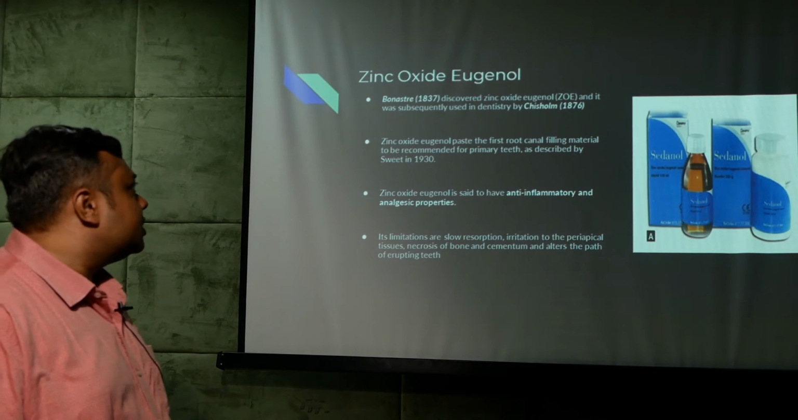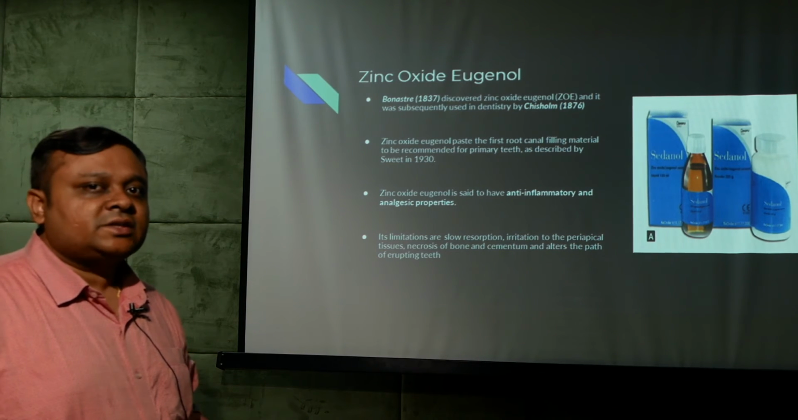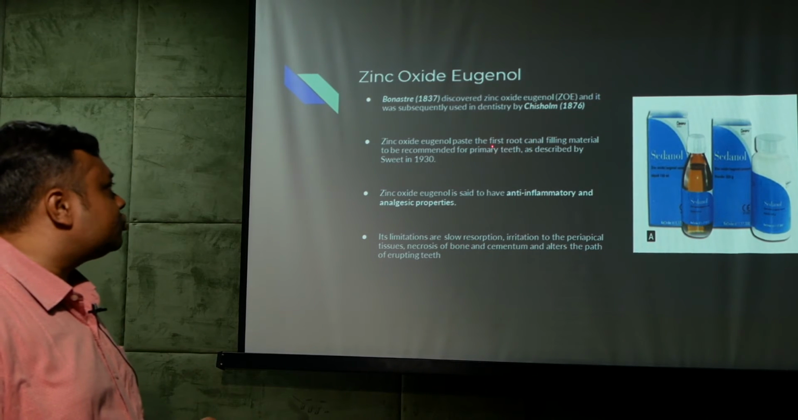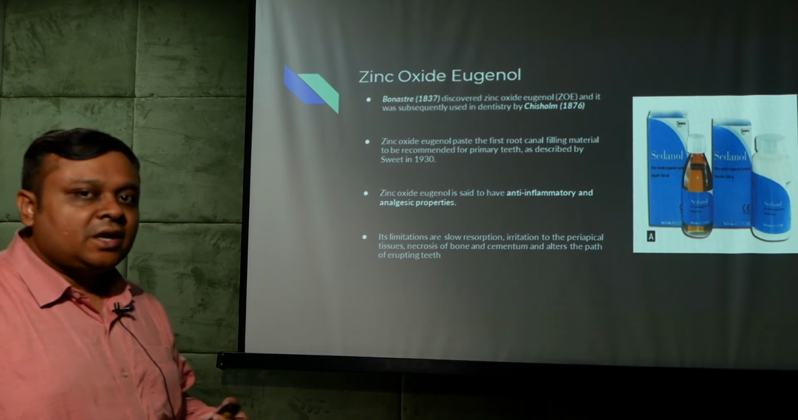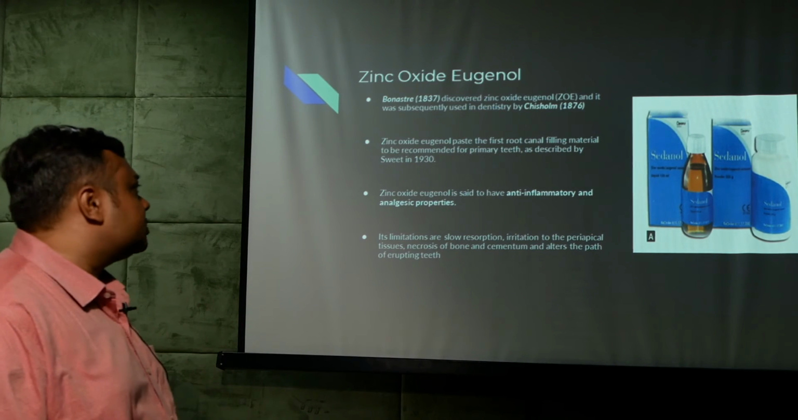zinc oxide eugenol. As you can see, Bonastre in 1837 recommended the use of zinc oxide eugenol in dentistry. So it is the first root canal obturation material, and till date it is considered to be the ideal obturation material, the best obturation material.